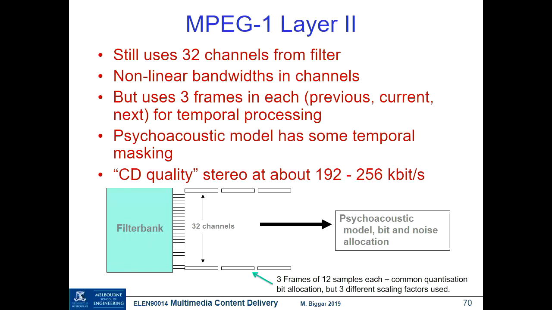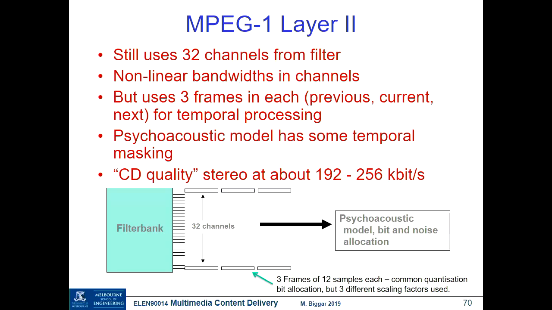So with layer 2, still 32 channels were obtained from the filter, but the main feature of this one is that processing was done across 3 frames in sequence, in time. So now we could do temporal masking as well. When that masking effect occurred, it has a sustained effect for some tens of milliseconds, if you remember, after the masker has ceased, and so we get greater efficiency. And so the CD quality reference is achieved at around 200 kilobits per second, more or less, in this model.